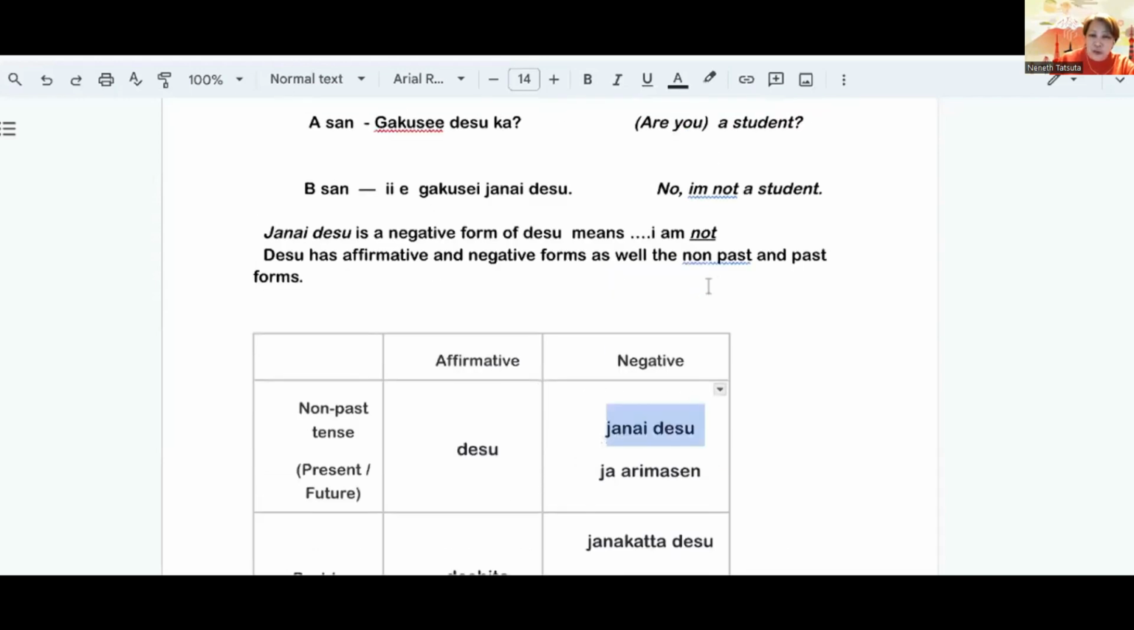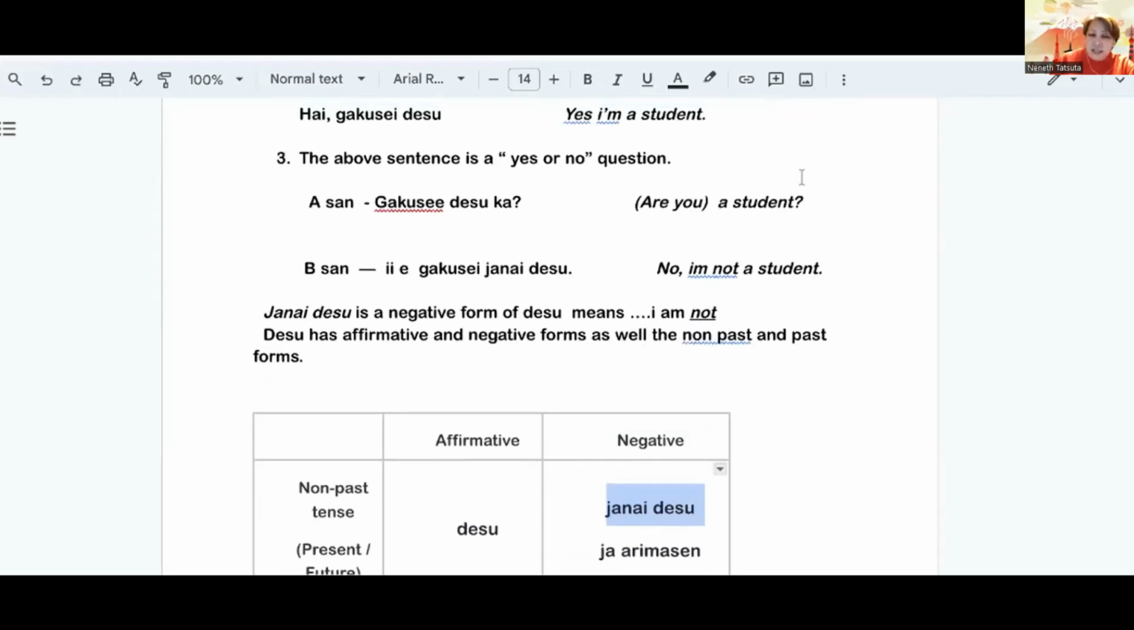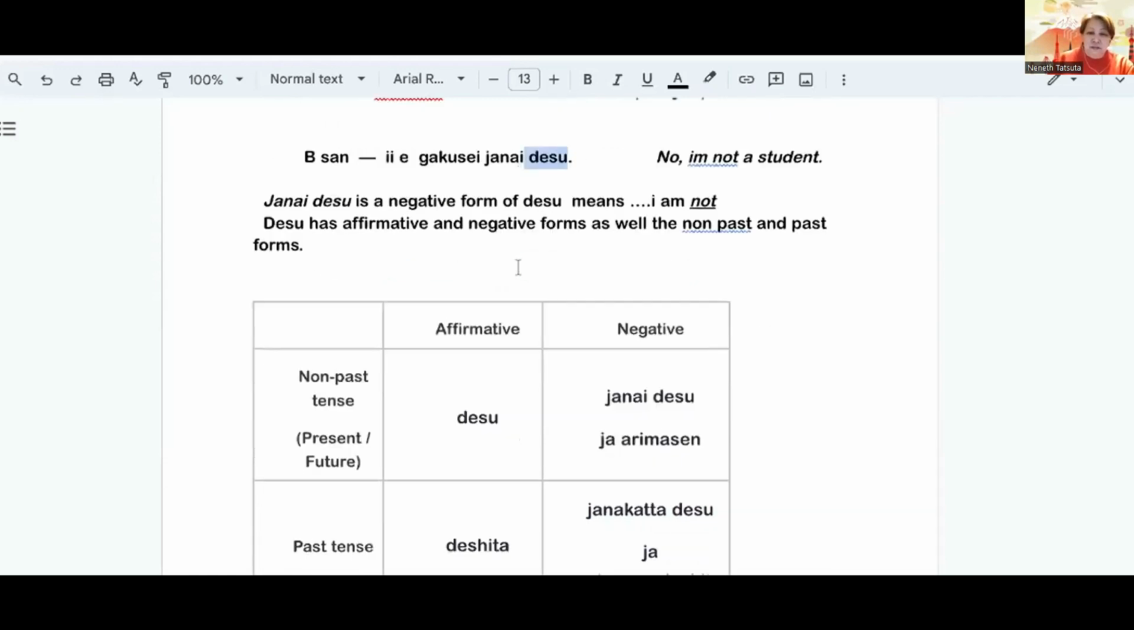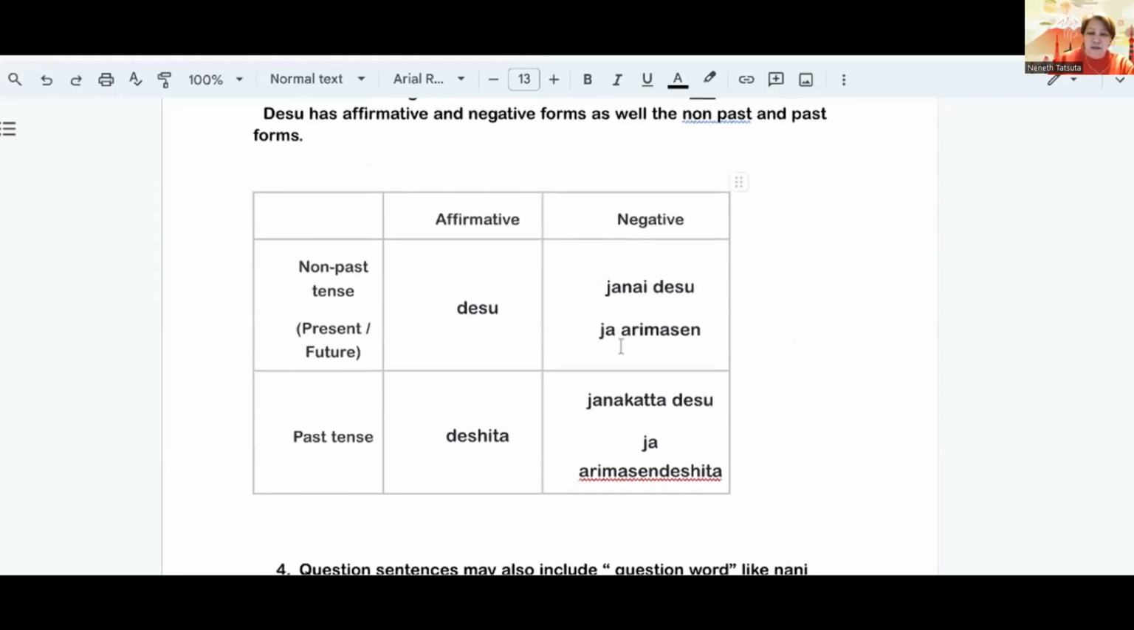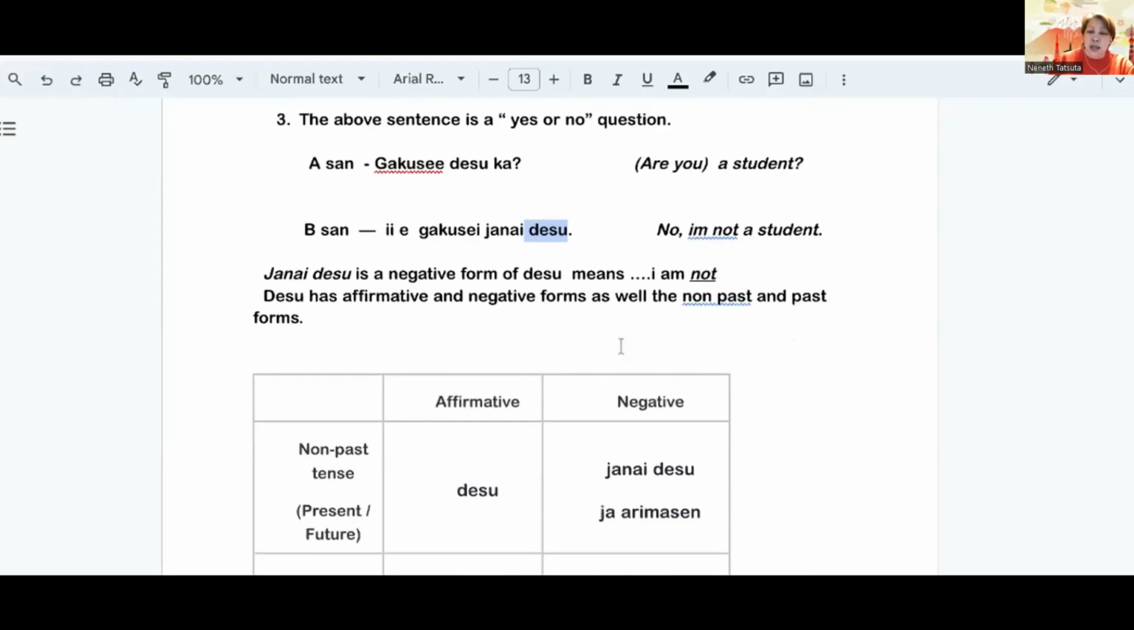So, gakusei desu ka? Are you a student? Iie, gakusei janai desu. No, I'm not a student. Simple as that. Just add the janai and it will transform into a negative, which means no, I am not. Okay? Janai desu.